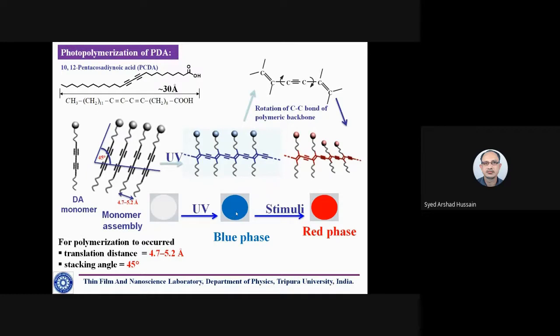Then again, through further UV or temperature or other stimuli, it's possible to change the organization or orientation within the polymer. That means rotation of the C-C bond within this polymer, so that this film becomes red. An interesting thing is that this transformation is totally observable with the naked eye. So this is very interesting. This is a very common molecule, you can also see it on the internet.